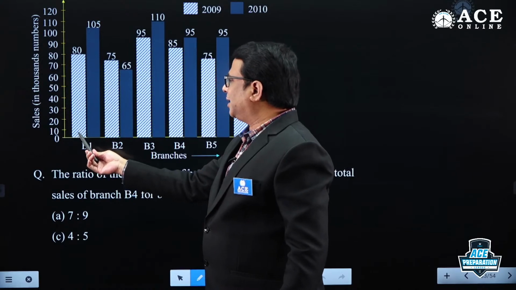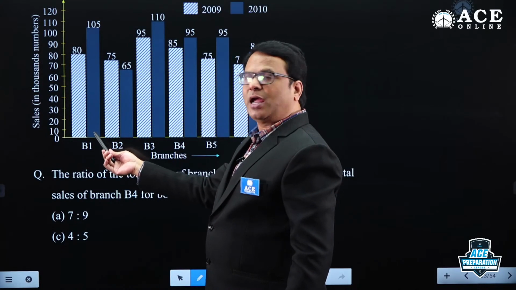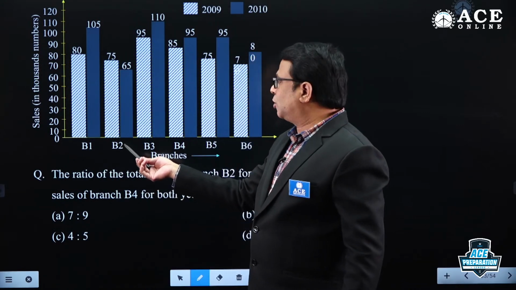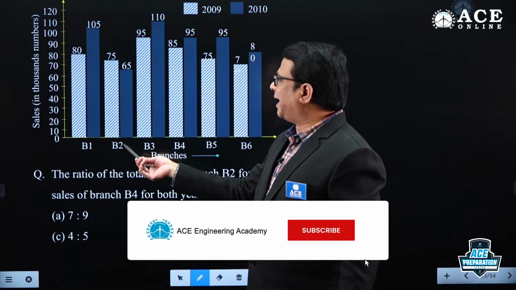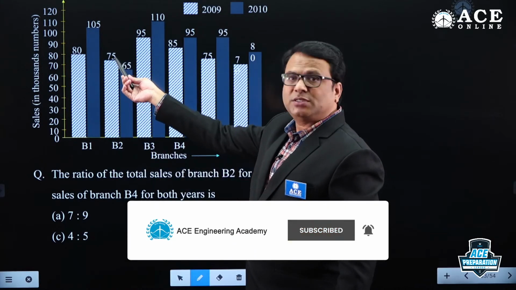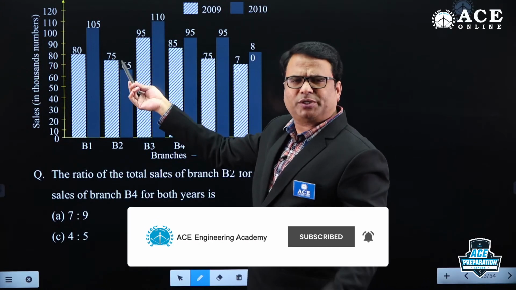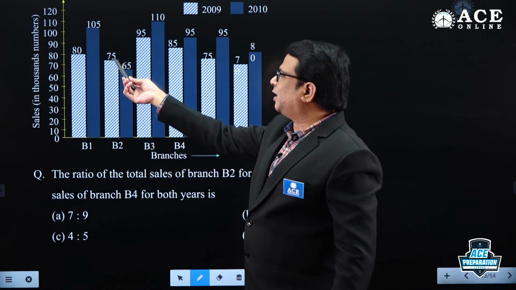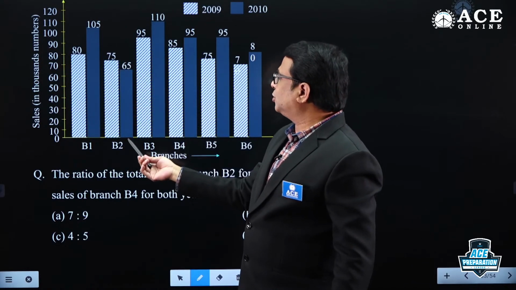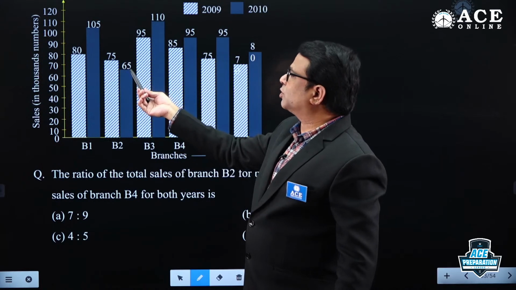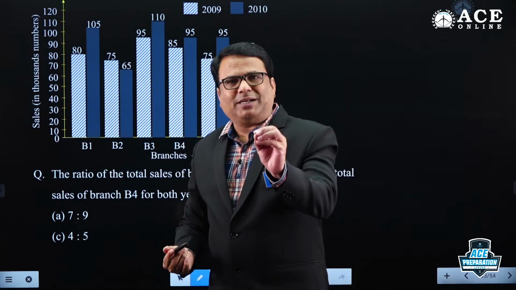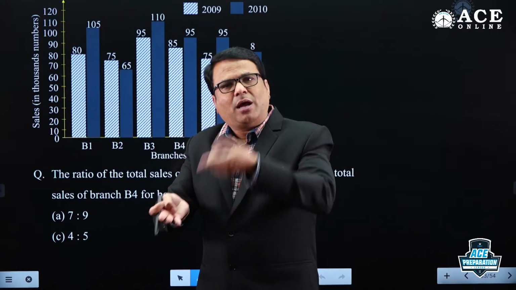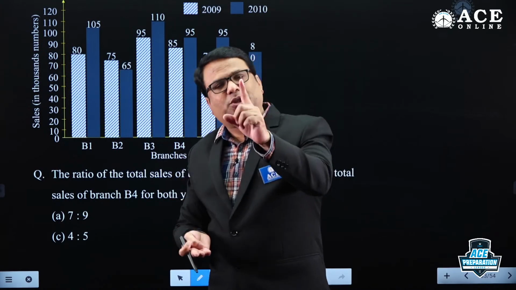So this is the 2009 data, this is the 2010 data about branch 1. Then branch B2. In 2009, how many books were sold? 75, which means 75,000 because it is clearly given the data is in thousands. So in 2009, 75,000 books were sold and in 2010, 65,000 books were sold. For each branch, the data is given for 2 years, 2009 and 2010.